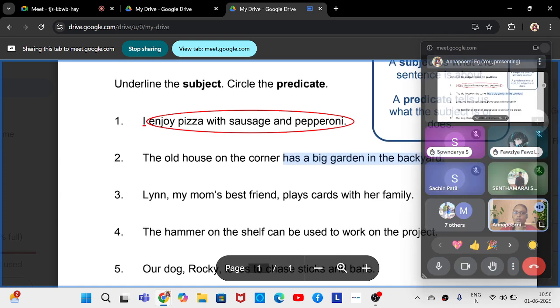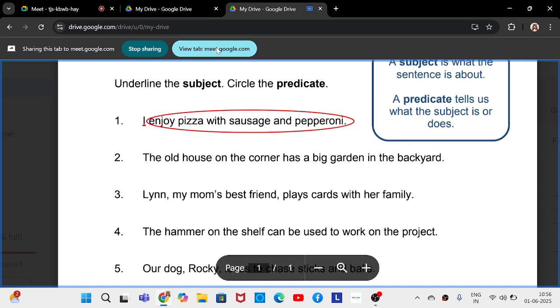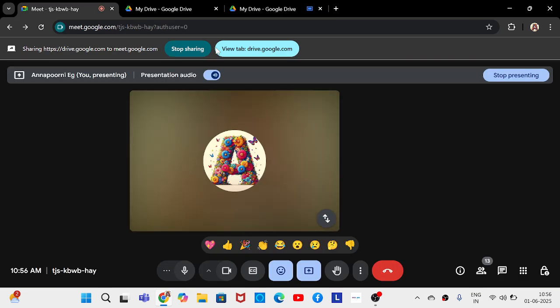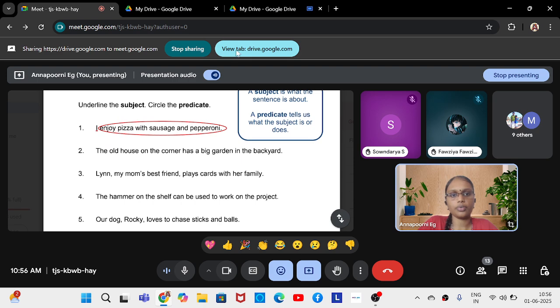So what is the verb in this sentence? Have you identified the verb? Predicate will have the verb. What is the verb here? Has. Has is the verb. Yes, has is the helping verb. So there is no main verb here. Only helping verb is available. Okay.